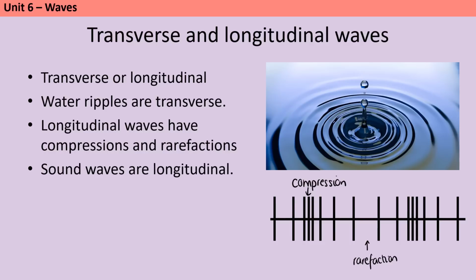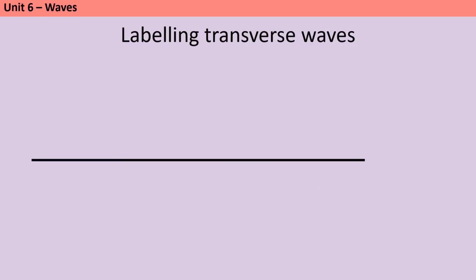The ripples on the surface of water are an example of a transverse wave. Longitudinal waves show areas of compression, where the particles are close together, and rarefaction, where they're spread out. And sound waves travelling through air are an example of a longitudinal wave. You should be able to label a transverse wave to show peaks and troughs and wavelengths and amplitudes.